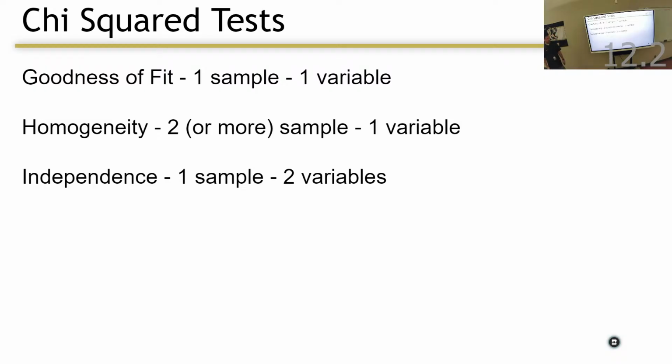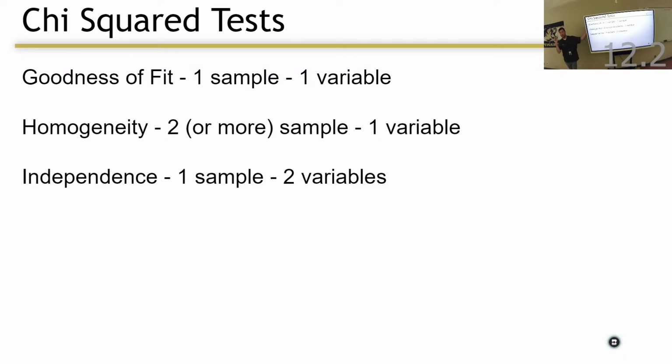And then independence has more than one variable. Actually, it only has two variables. It will not have more than two. It has two variables, but one sample, okay? One sample with two variables. What's your gender? What's your favorite toy? One sample, two variables. Those are what separate the three. Again, if you ever get confused or you're not solid about it, just say it's a chi-squared test.